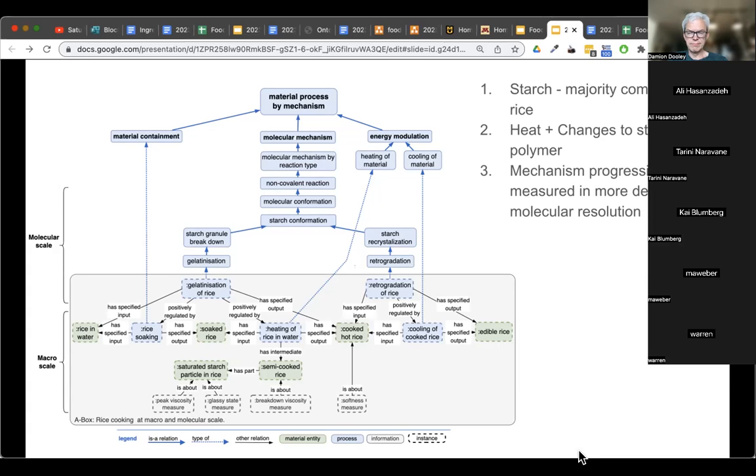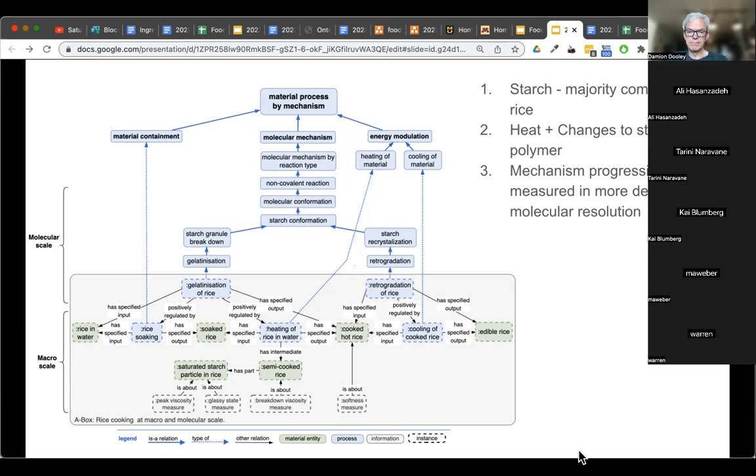Now, the macro scale is the human actions in a kitchen. It would be perhaps soaking the rice before or cooking it directly, but then applying heat to it, and then you have cooked rice. And the cooked rice, what you're measuring for is softness or al dente, which applies here to rice, but it could be other texture properties for other different foods.